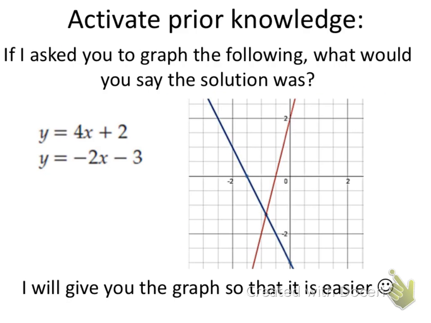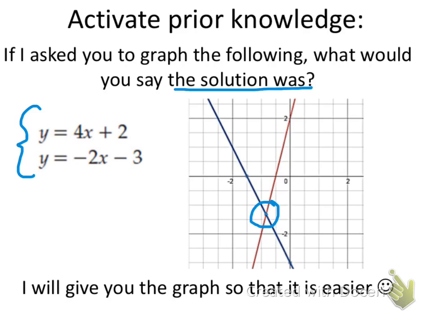So what I want you to think about is that equation that I had you graph, where you couldn't find exactly the point where they were crossing. You had to graph y equals 4x plus 2 and y equals negative 2x minus 3. And you saw that they crossed at a place that wasn't an exact intersection. So it made it very difficult to determine the exact point, which is the solution.